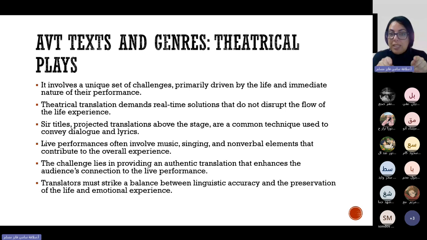This type of translation, or AVT translation, combines the interpreting, which you haven't taken yet, the simultaneous translation, with written translation. Okay, which is writing subtitles, writing intertitles, and so on. So it's a combination of both, and this is very hard. You have to be a very good translator in the oral translation and in the written translation.